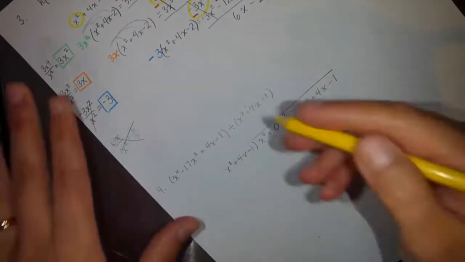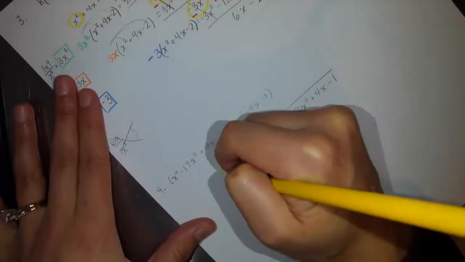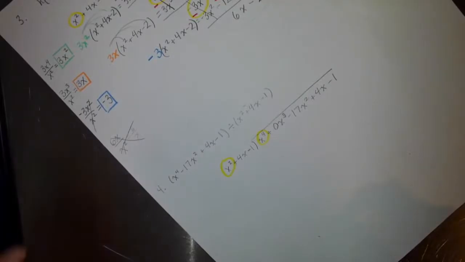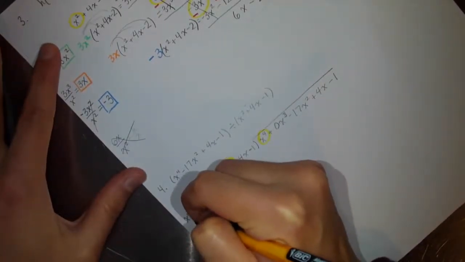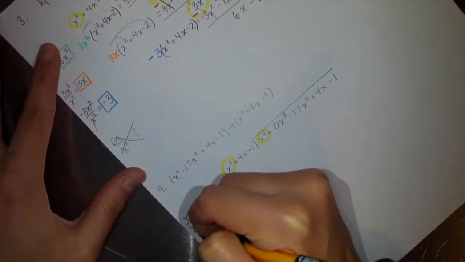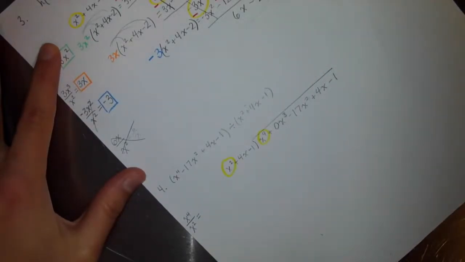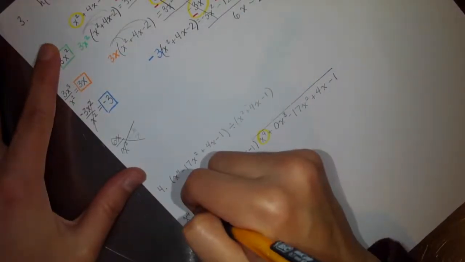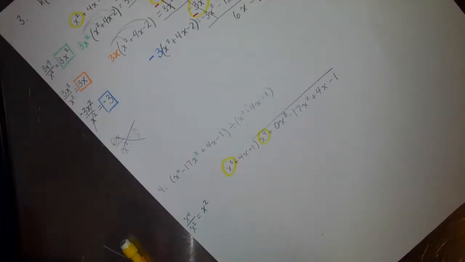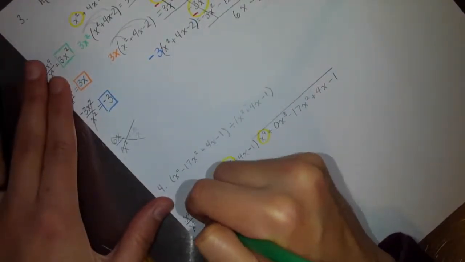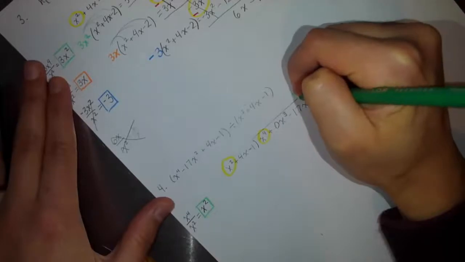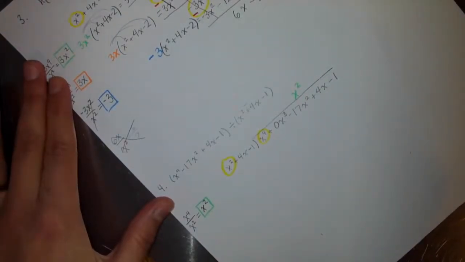Okay, so we look at the first term. And off to the side, we divide. So I do x to the fourth divided by x squared. And with the subtraction rule for exponents, we're left with x squared. So here's my first term of x squared. And I'll write it above the x squared in the division.